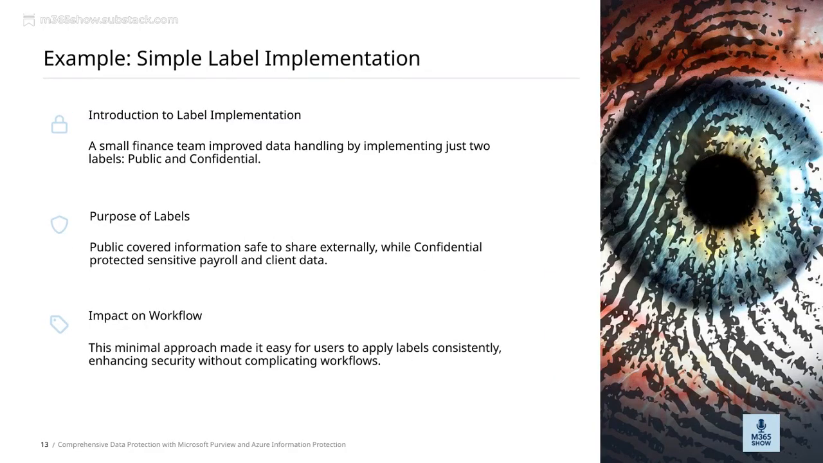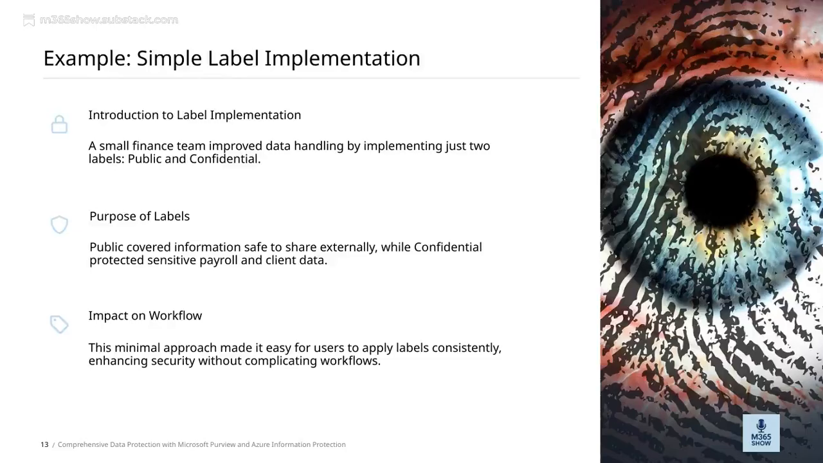In this slide, I want to highlight how a simple label implementation can make a big difference. By keeping things straightforward, users find it easier to apply labels consistently. This consistency really boosts our security posture without adding unnecessary complexity to their workflows. For example, when we talk about impact on workflow, the idea is that public information, which is safe to share externally, can be labeled accordingly, while sensitive data like payroll or client details are protected under a confidential label. This clear distinction helps everyone understand what can be shared freely and what needs to be kept secure.